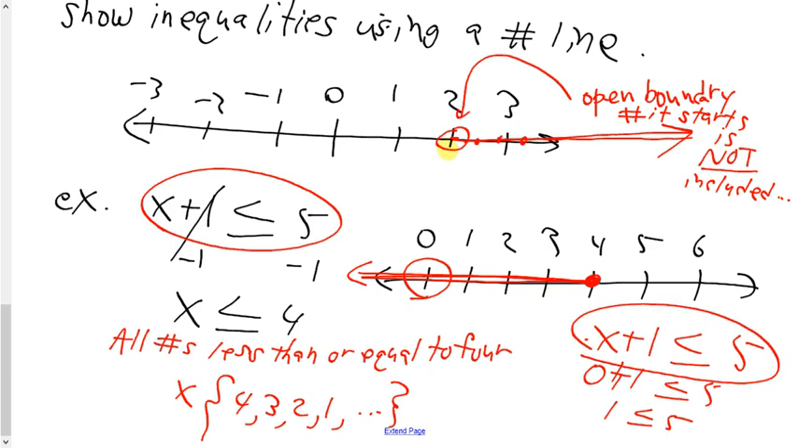And I could choose any of those numbers. I could choose 3, I could choose 2, I could even go over here and choose -8. And no matter which number I choose on that infinite red line, it would be true for x plus 1 is less than or equal to 5. Okay? So those are two examples of very simple inequalities.